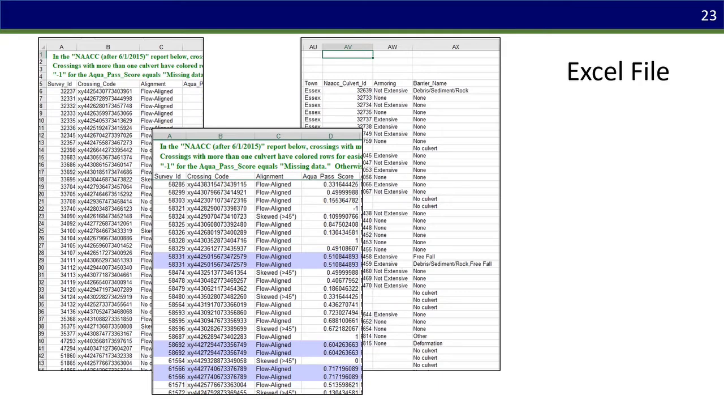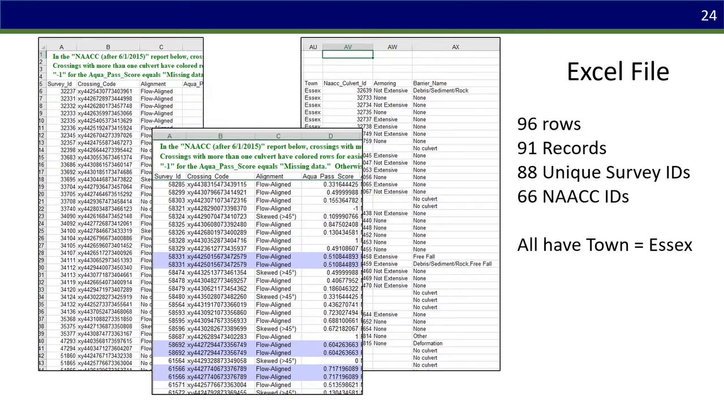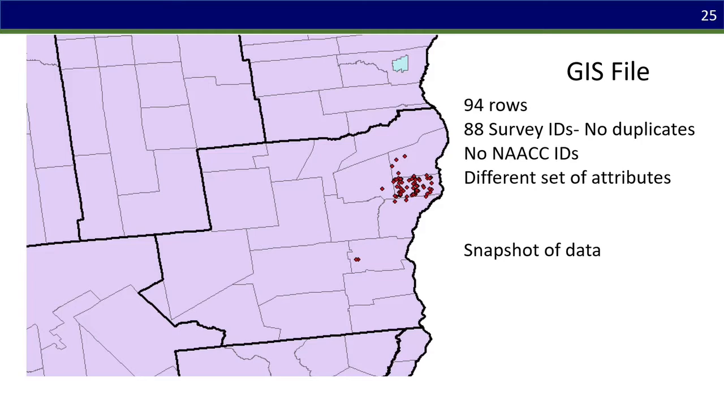So NAC actually makes it easy when you download the Excel file, highlighting in purple the crossings where there's more than one culvert. Now, in the town of Essex, the detailed Excel report, we end up with 96 rows. So we have to strip out the header, you notice in the green, if we want to actually use the data. So we end up with 88 crossings, right, which translates then also into 66 culverts. So unique NAC IDs.